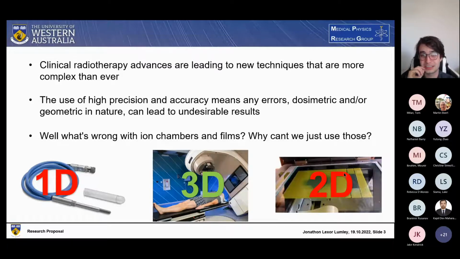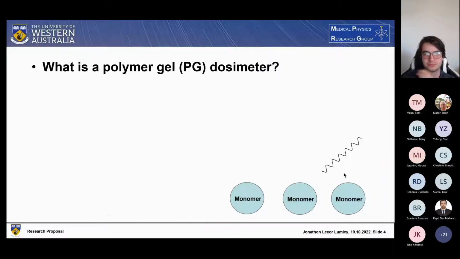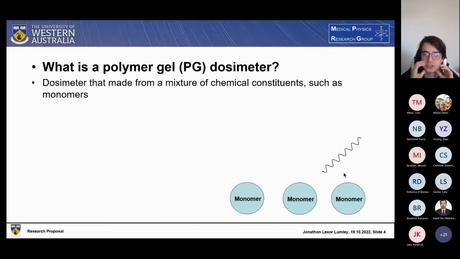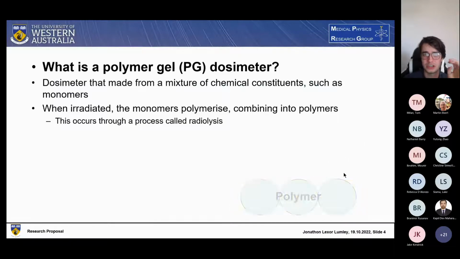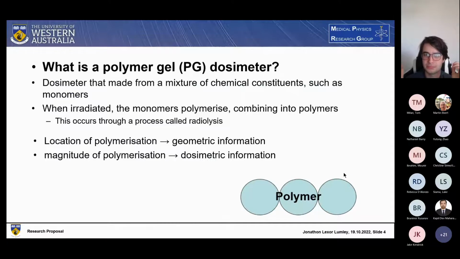One such example of this is polymer gel dosimeters. So what is a polymer gel dosimeter? A polymer gel dosimeter is a dosimeter which is comprised of many different chemical constituents, such as monomers, which upon irradiation undergo dose-dependent polymerization through a process known as radiolysis.